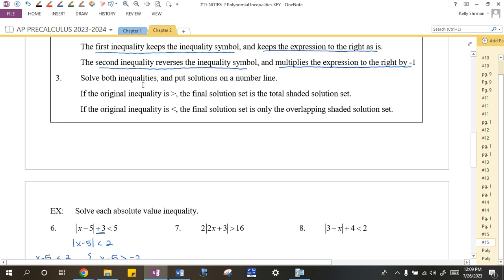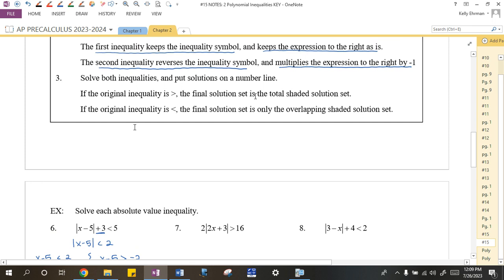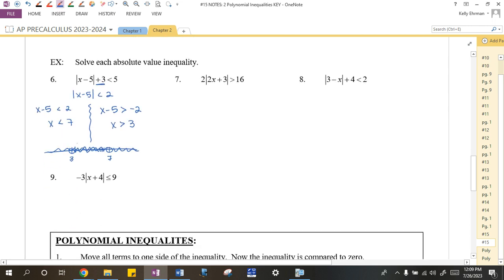Solve both inequalities and put them on a number line. So here's what we're looking at. This one says 7, anything to the left of 7. This one says 3, anything to the right of 3. If the original inequality is greater than, well, that's not us. If the original inequality is less than, the final solution set is only the overlapping shaded solution set. So only this section in here, what they had in common, is my solution set to this inequality.